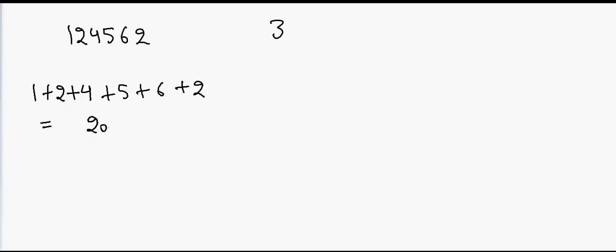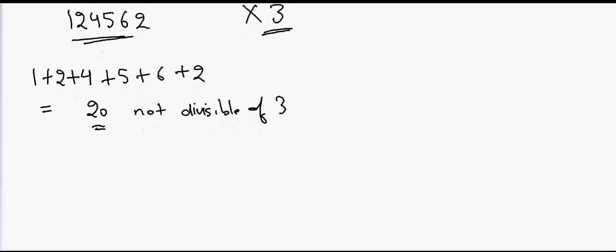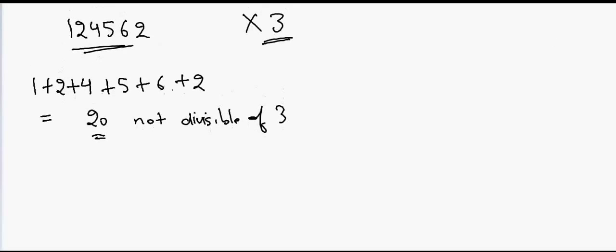So as you can see, 20 is not divisible by 3, so that's why this number will not be evenly divided by 3. So what should the number be if it has to be divisible by 3?